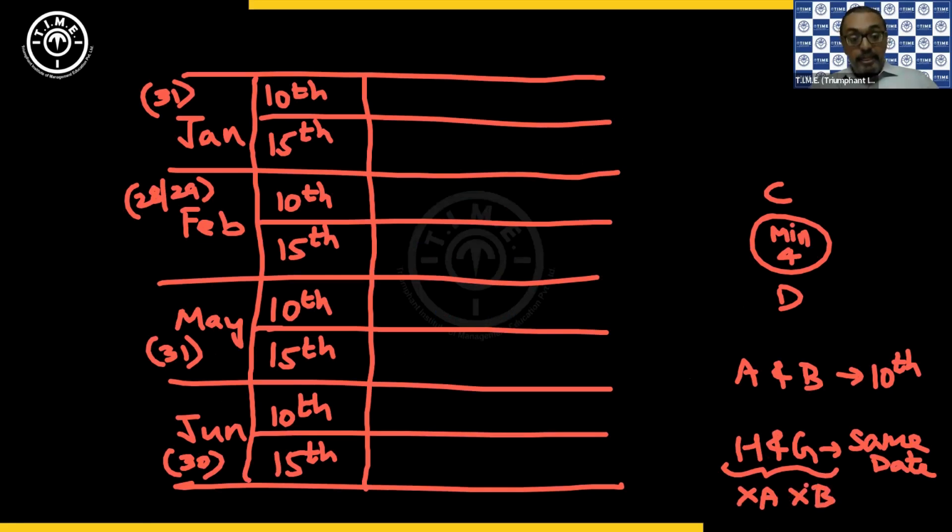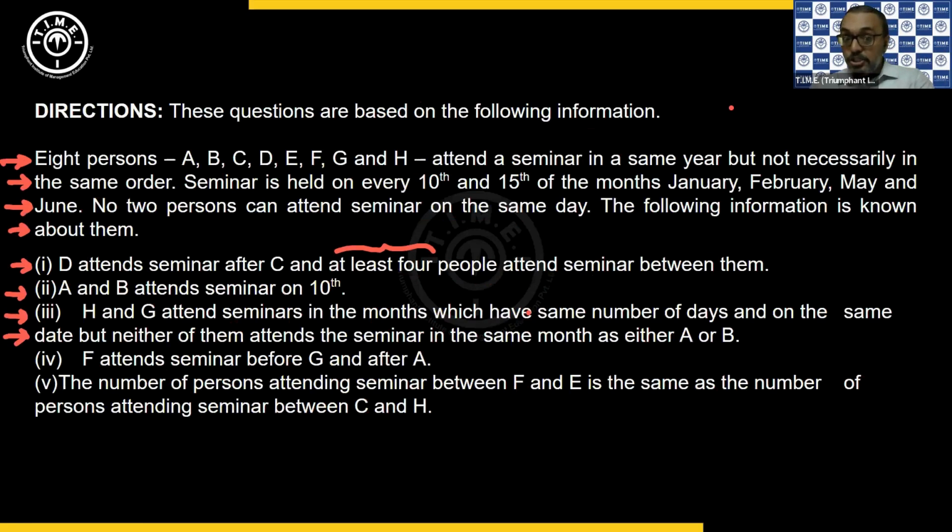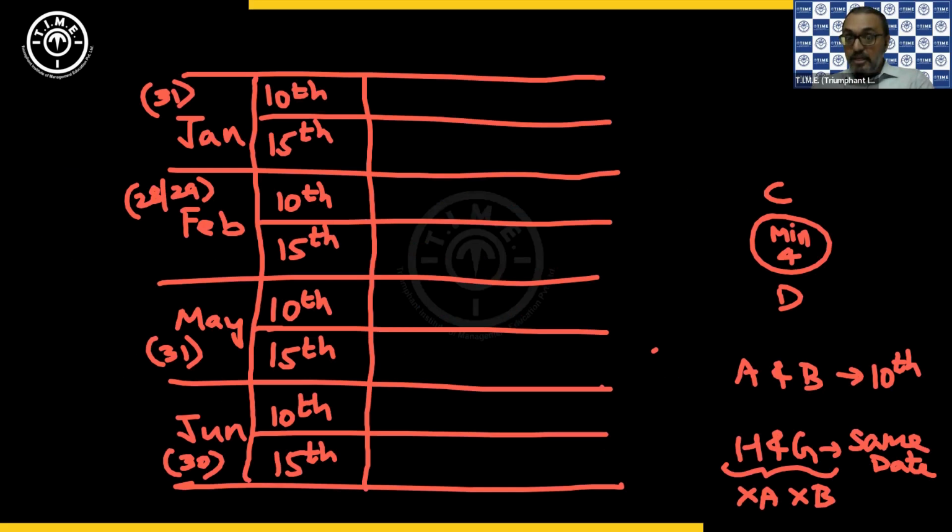Okay. See, it can be the same date. It can be 10th. A and B can be 10th. H and G also can be 10th because there are 4 10ths you have. H and G can be 15th also. But more important instruction is this one. In the months that have the same number of days. So H and G should be given in the month that have the same number of days. Now the same number of days month, these are the only 2 same number of days month that you have, Jan and May. So straight away, we can fix H and G. Okay, but then is H before G or G before H?